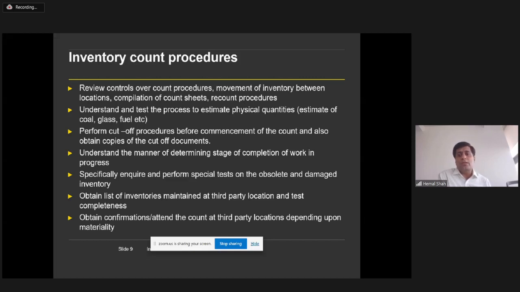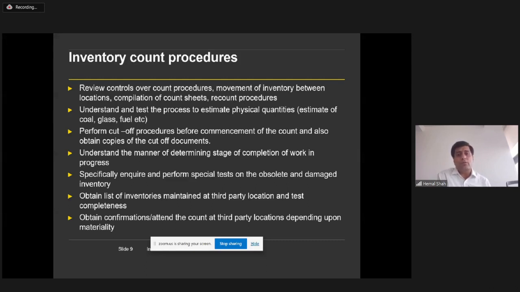Performing cutoff procedure, as we discussed, is quite critical. Cutoff is critical from both sides, from inventory count and from the revenue side also. So revenue cutoff also the auditor will have to do to ensure all the sales which are done up to 31st of March or up to year end are recorded properly, so that there is no inventory for which the invoice is done, but the inventories are still lying in the books.